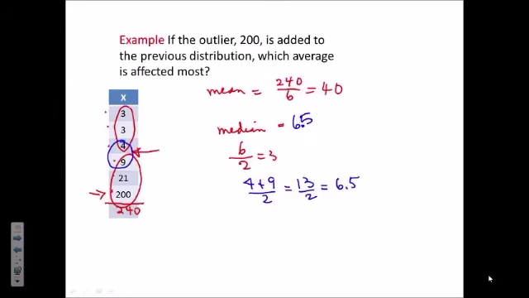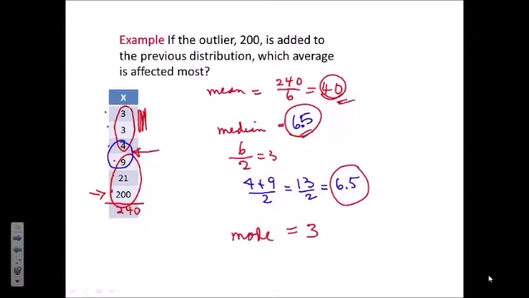Now the mode of this distribution, which score is repeated the most? Well, again, 3 is repeated the most. So the mean is 40, the median is 6.5, and the mode is 3.